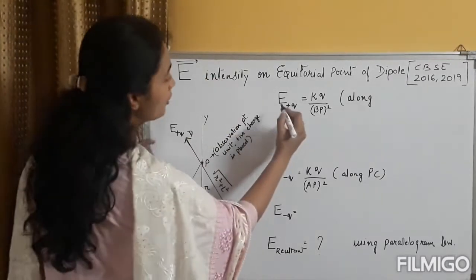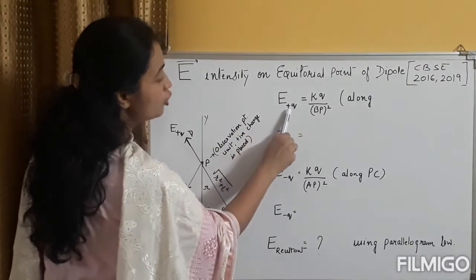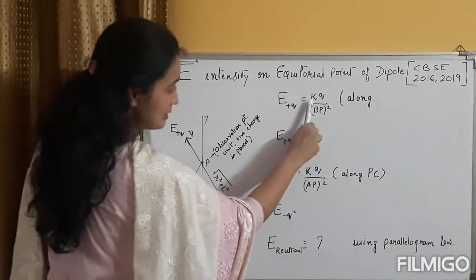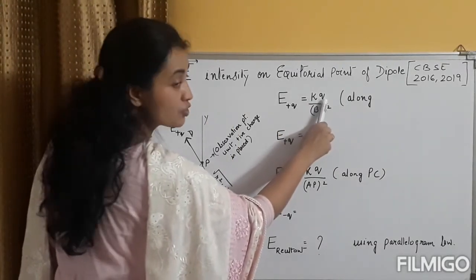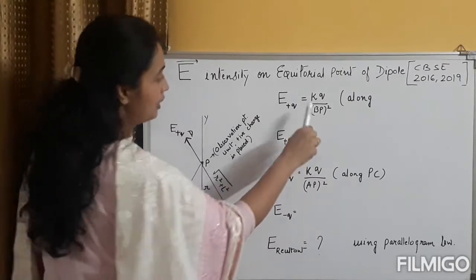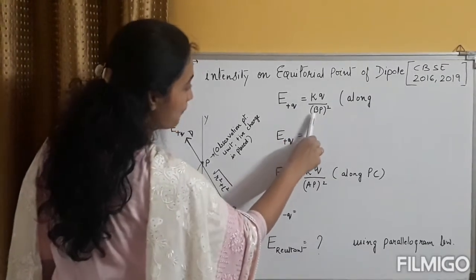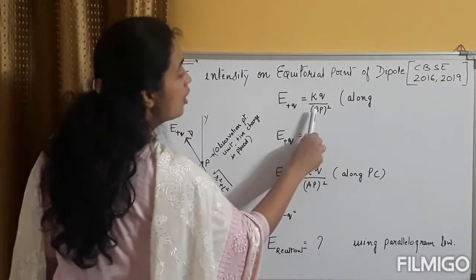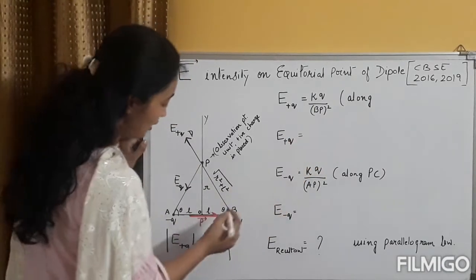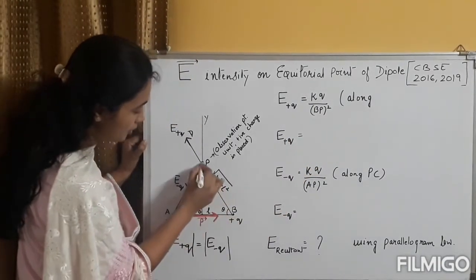Now moving on to the mathematical steps. Electric field due to plus Q. What is the formula? It is K into the source charge which is producing the electric field, K into source charge upon distance of the source charge from the observation point. So the source charge is at B, observation point is at P.